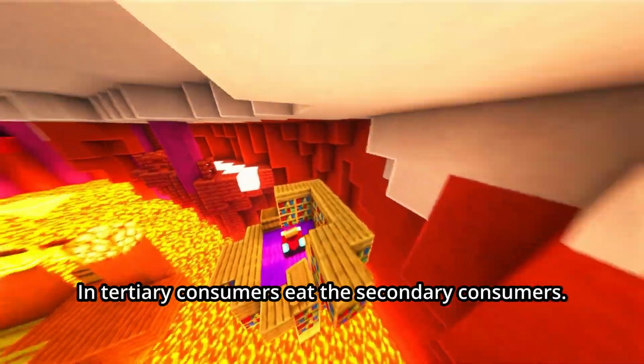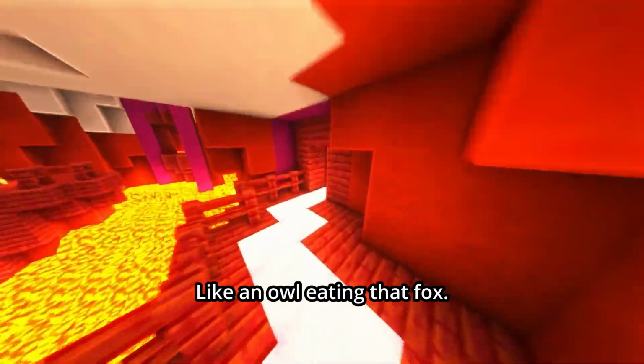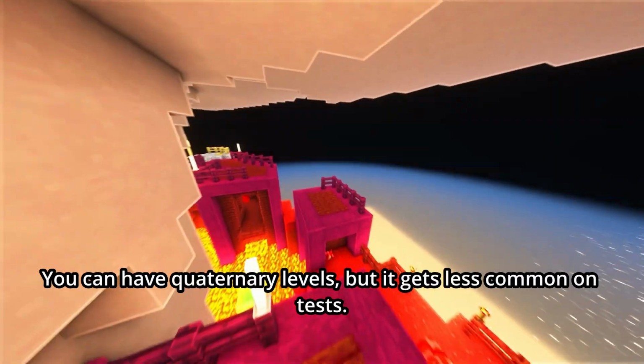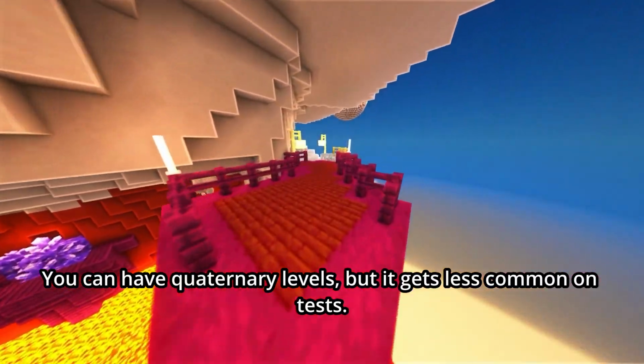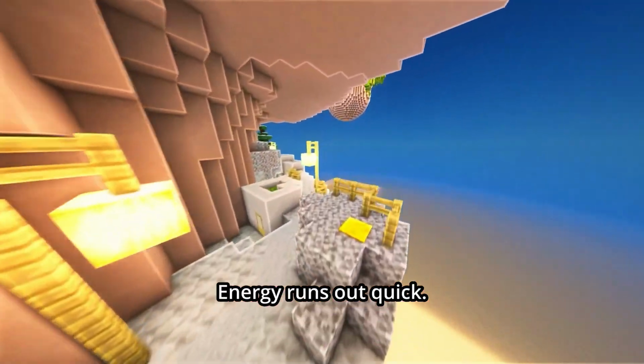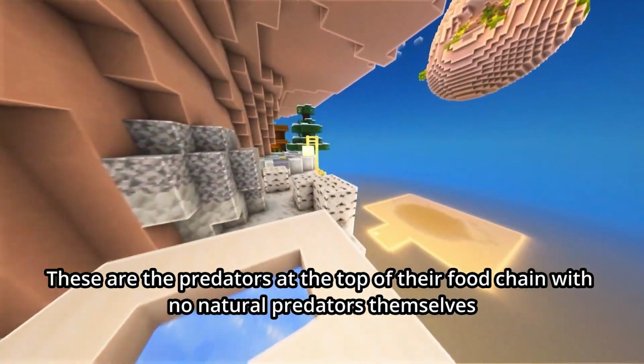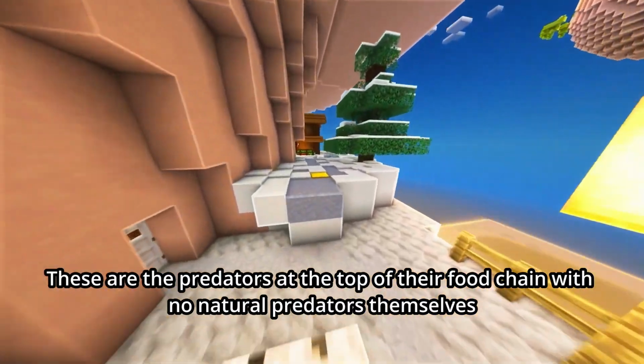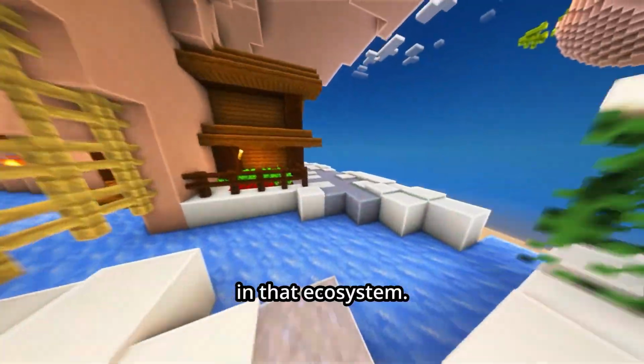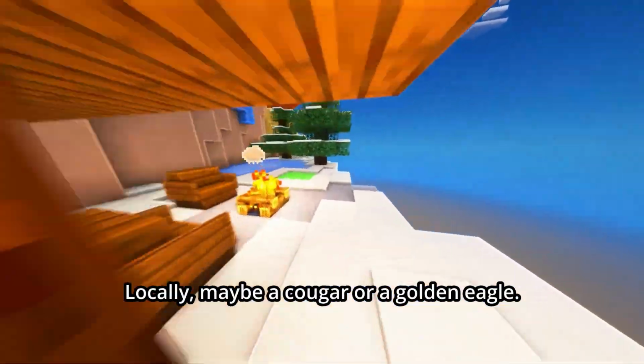And tertiary consumers eat the secondary consumers, like an owl eating that fox. You can have quaternary levels, but it gets less common on tests. Energy runs out quick. Right. At the very top, we find apex predators. These are the predators at the top of their food chain with no natural predators themselves in that ecosystem. Locally, maybe a cougar or a golden eagle.